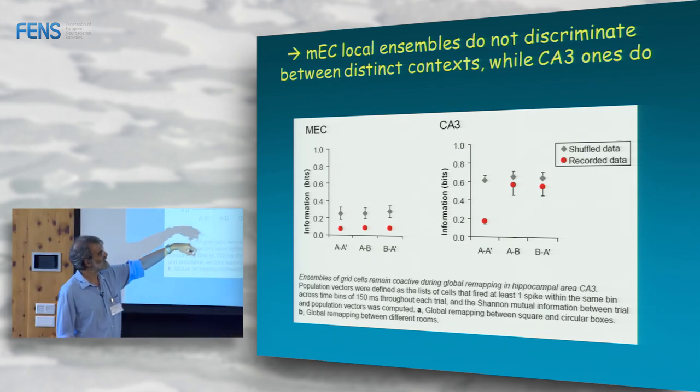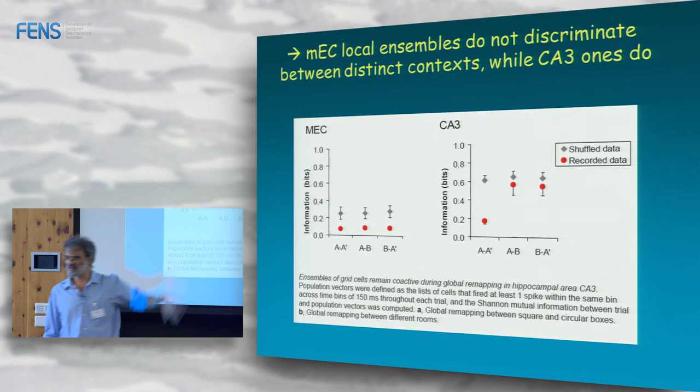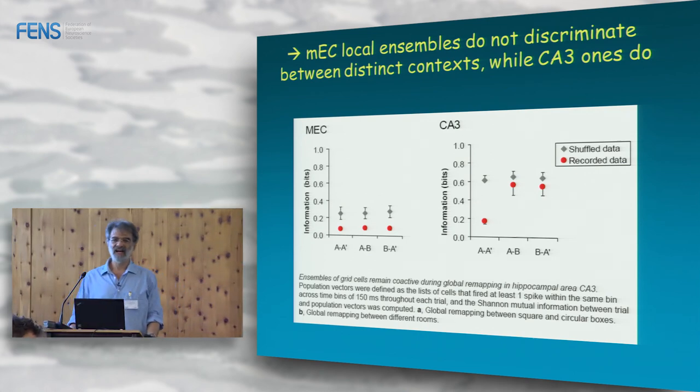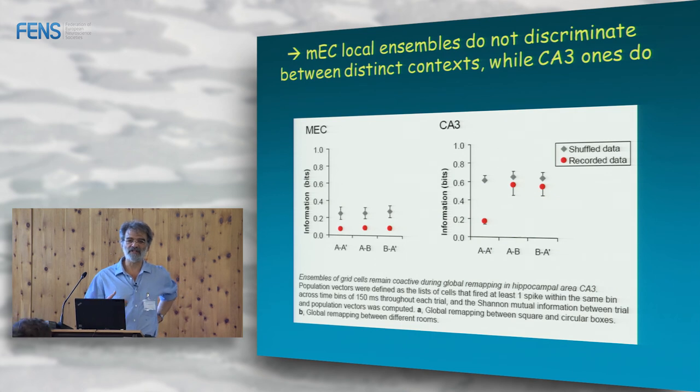And as a result, in CA3, if you measure the amount of information about which box you are in, you can very easily read off which cells are active. From the identity of the cells that are active in a box, you immediately can read off which box the rat is in. In medial entorhinal cortex, it's just not possible.